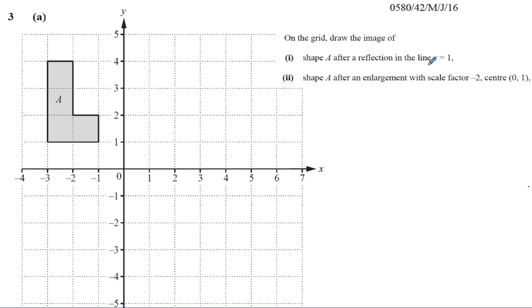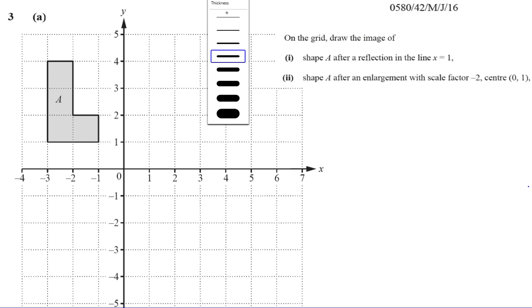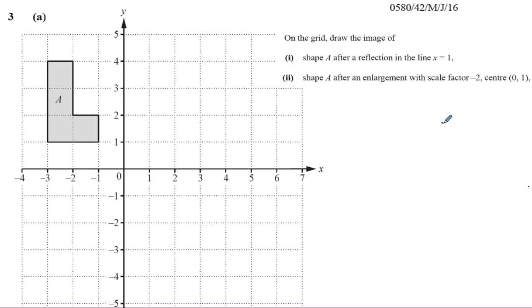Reflection in the line x equals 1. So first of all, we've got to know where the line x equals 1 is. Any line that has the equation x equals something is always going to be a vertical line passing through that number on the x-axis. So x equals 1 will be a vertical line passing through 1 on the x-axis, because every point on that line, the x value is 1.